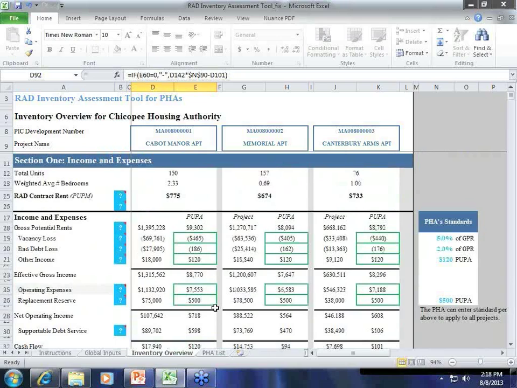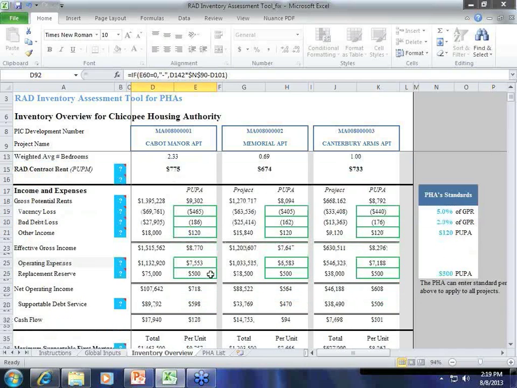Now we can switch to the question about financing. You're looking at these three projects, and this PHA is sold on RAD, wants to convert, trying to figure out, do the numbers work? So for the first project, Cabot Manor Apartments has $775 RAD contract rent. That results in gross potential rents of almost $1.4 million, or $9,300 per unit. After taking out the vacancy loss and bad debt loss and adding in some other income, and the tool begins with some assumptions, but you can change them as needed, you have an effective gross income of $8,770 per unit.